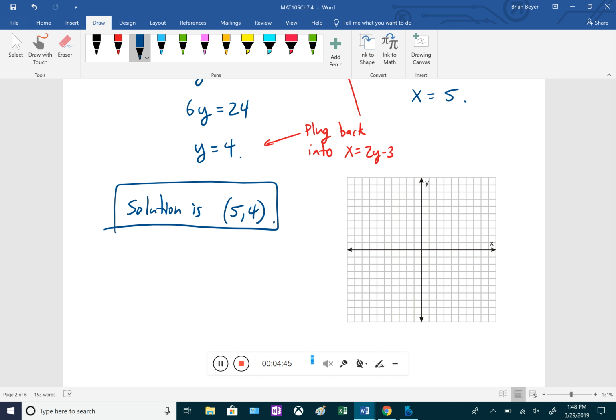If we graph this, I'll graph x minus 2y equals negative 3. That would look something like this. And then if we graphed the other one, 5x minus 4y equals 9, that would look something like that. And then you can see their point of intersection here is the answer, which is (5, 4).